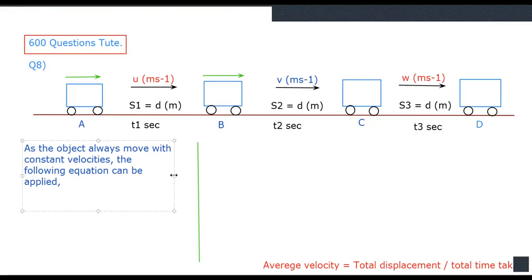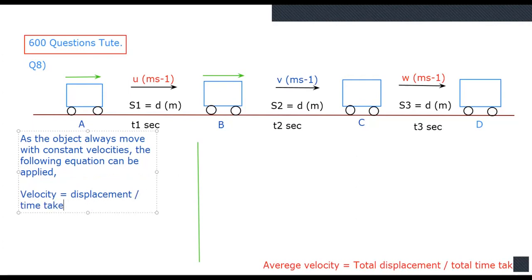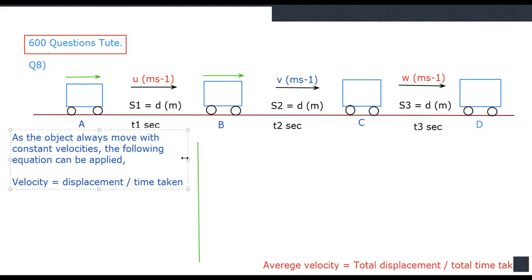The object is always moving with constant velocity. So therefore, we can apply the constant velocity equation. What is it? Velocity equals displacement divided by time taken. So we can apply this equation because the object always moves with constant velocities. Okay?